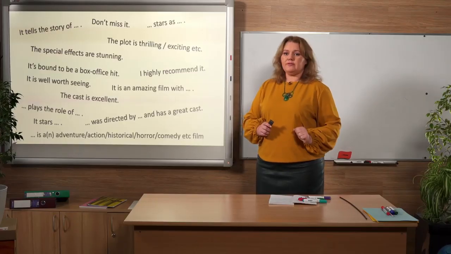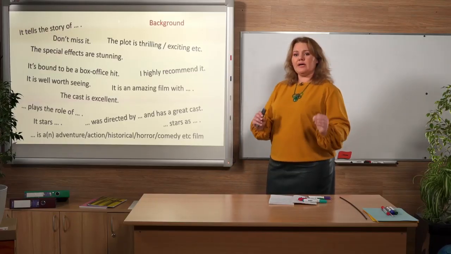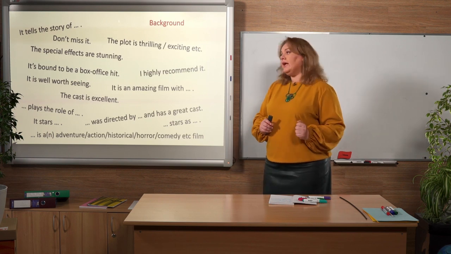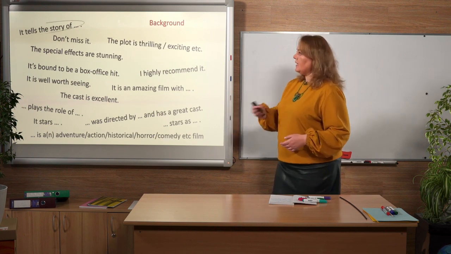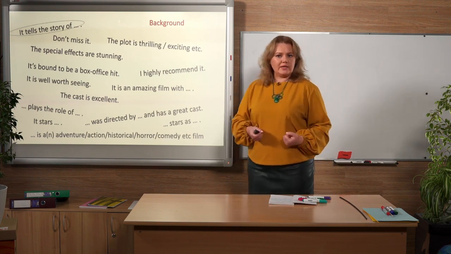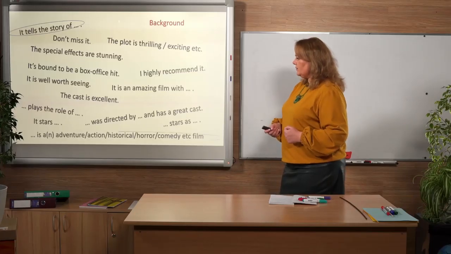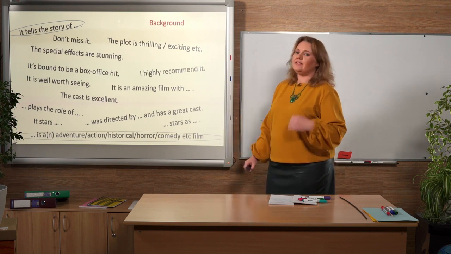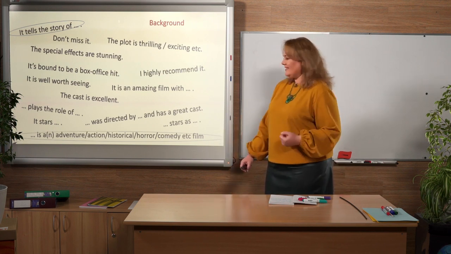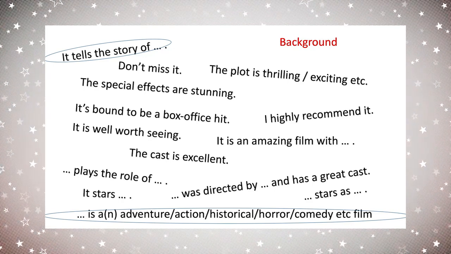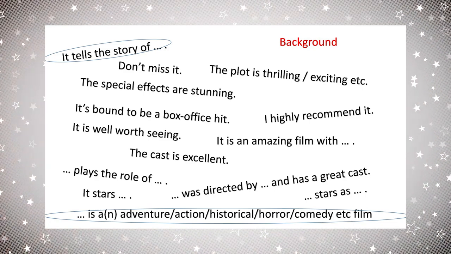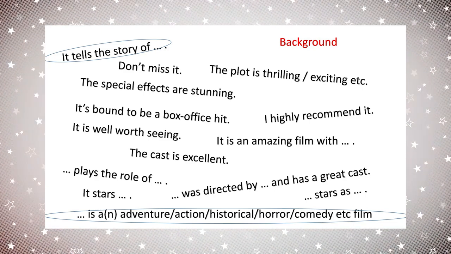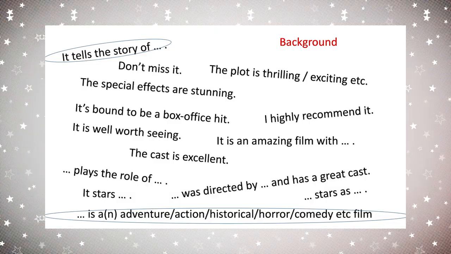So let's start with the first group. We are going to describe the background of the movie or a film. Let's start. What can we use for describing the background? It tells the story of. So repeat after me. It tells the story of. Good. Let's move on. The next one, the biggest phrase, and this is my favorite one, because this is the easiest. So, it is an adventure film, or it is an action film, it is a historical film, it is a horror film, or it is a comedy film. Let's go.